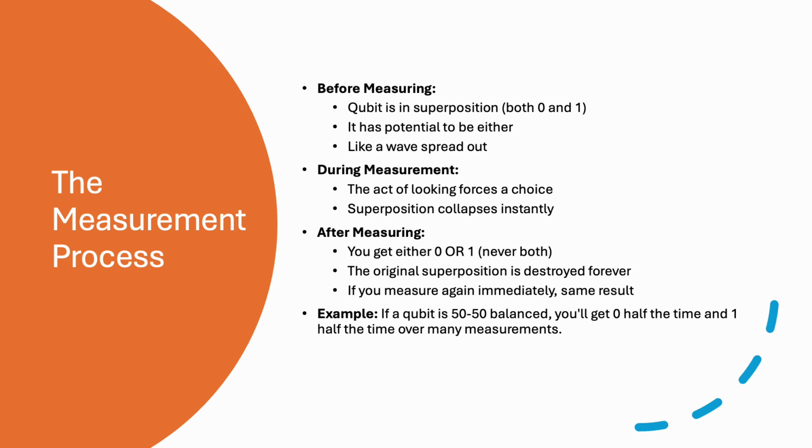Second, it means quantum processes are fundamentally probabilistic. If you prepare identical qubits in the same superposition and measure them, you will get different results each time. You can only predict the probabilities, not individual outcomes. This randomness is not due to hidden information, it is built into the fabric of reality according to quantum mechanics. So if a qubit is 50-50 balanced, you will get a 0 half of the time and a 1 half of the time over many measurements.